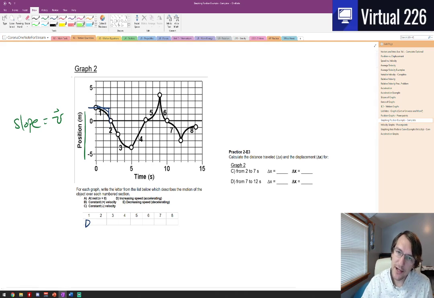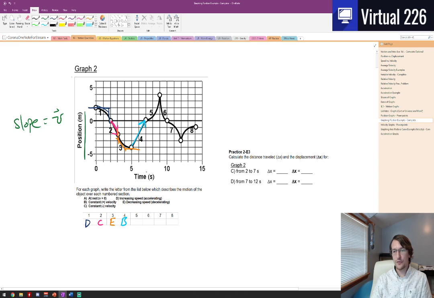For number 2, this is just a straight line between 2 and 3, which means the slope is constant. The question is, is it a constant positive or a constant negative slope? Since that slope is pointing downward, it's a constant negative slope, which means a constant negative velocity, C. For number 3, we have a curve again, which means we're going to be either increasing or decreasing speed. If I draw my tangent lines, I start pretty vertical, and then it looks like I'm flattening out. Since I'm flattening out, that means I'm slowing down, decreasing my speed. That's E. For number 4, we've got a straight line again, so we have a constant.